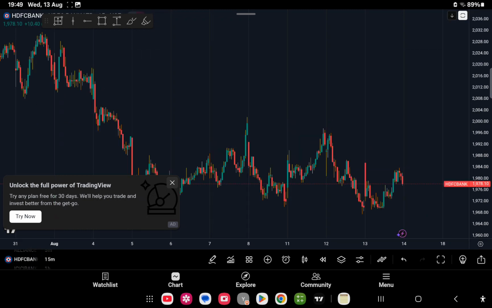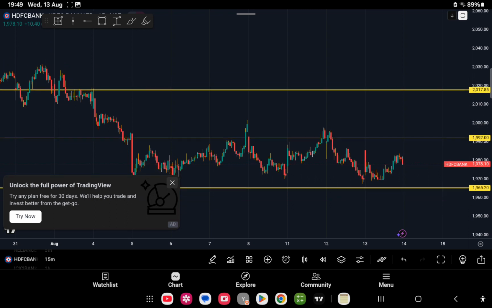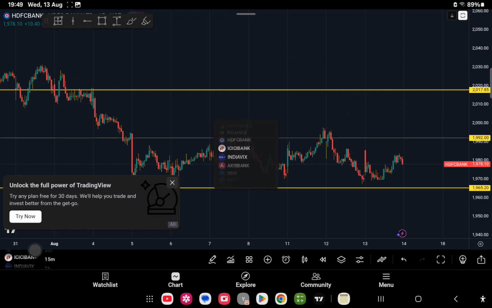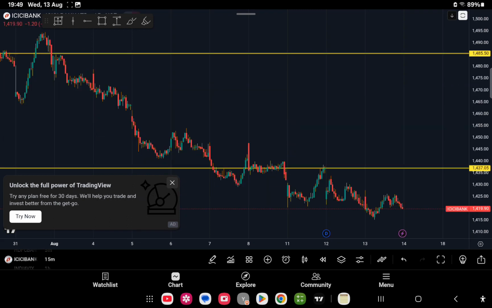Now we'll go to HDFC Bank. So this is the HDFC Bank stats. So this is HDFC open, high and almost low is here and then close. So open is almost near to close, so till now it is positive decay for the second week straight for HDFC Bank.